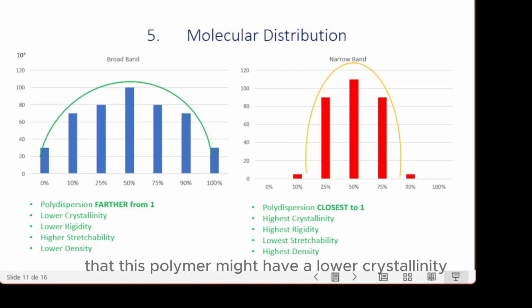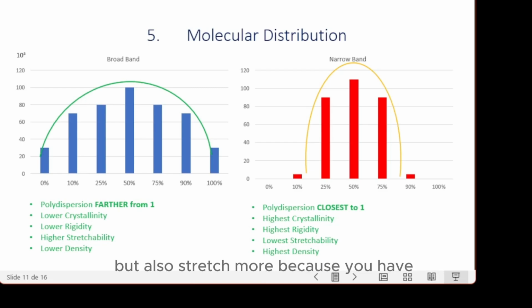This implies that this polymer might have a lower crystallinity, lower rigidity, but also stretch more because you have larger molecules and smaller molecules. So it's easier to stretch this material a little bit more. The density also has a tendency to be lower.